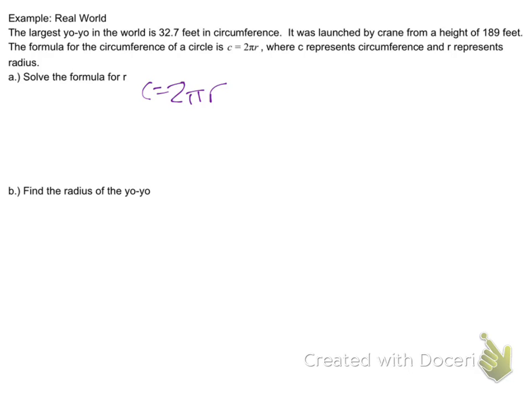So here's our formula. I want to rearrange it to solve for r. What do I have to do? Get rid of what? 2 pi. Just get rid of 2 pi. How do I get rid of a 2 times pi times r? Yeah, just divide both sides by 2 pi. Gone. So the radius is equal to the circumference divided by 2 pi.